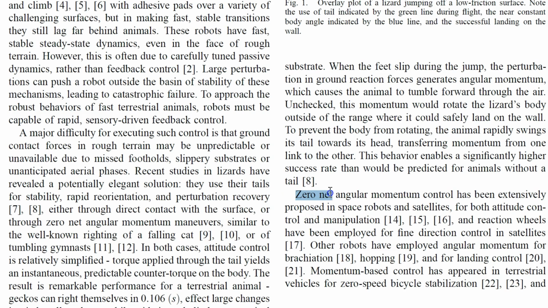Now, this concept of zero net angular momentum comes out of nowhere, so I wouldn't have the student emulate that. But what I understand this to be is this is what they're trying to achieve with the lizard tail. And so they're explaining where that has been done or attempted elsewhere.